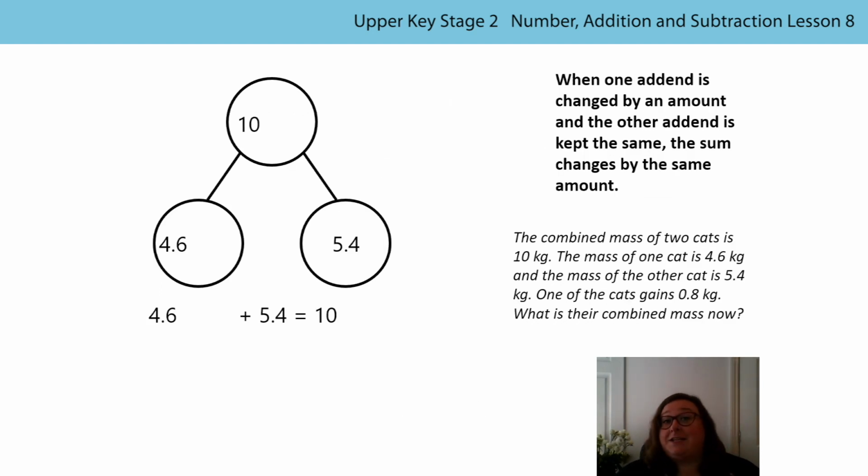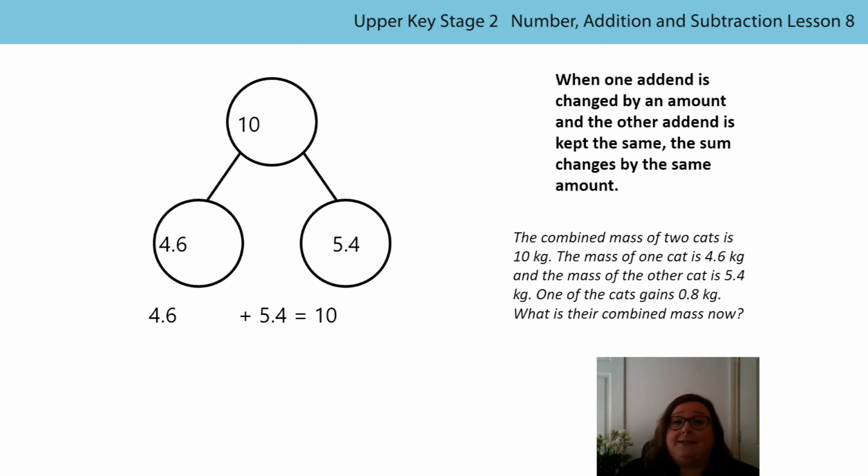Okay, let's look at a decimal example now. This is the last example before you do some practice activities. The combined mass of 2 cats is 10 kilograms. The mass of one cat is 4.6 kilograms and the mass of the other cat is 5.4 kilograms. Where can we see the mass of the cats? That's right, this is one cat's mass, this is another cat's mass, and what does this represent? Oh yes, that's the total mass of the cats.